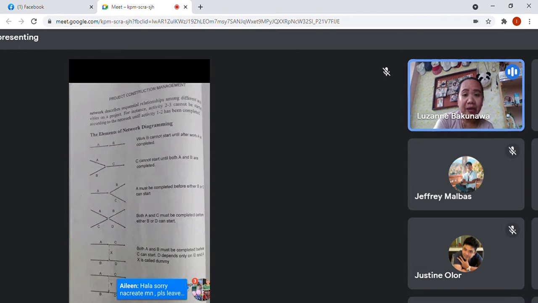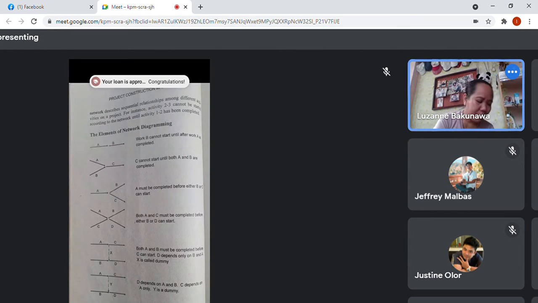Okay? In this manner, A is only one activity. After A, B and C can proceed together. So A must be completed before either B or C can start. Then, another example, for this or that.